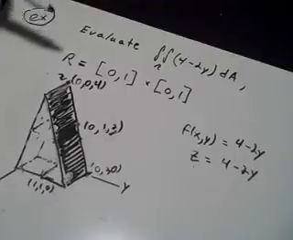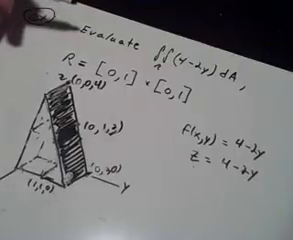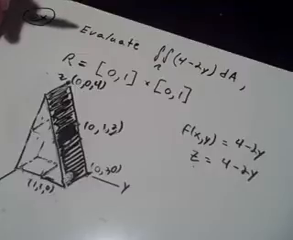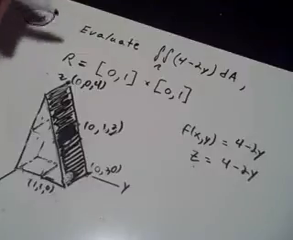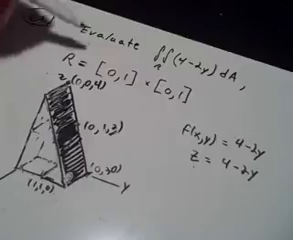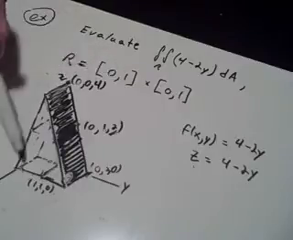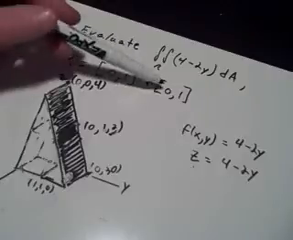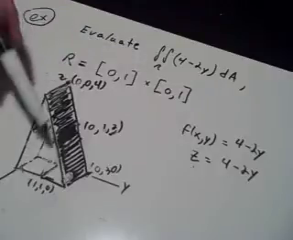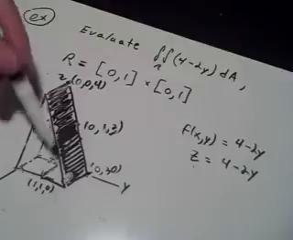Okay, in this video I'm going to show you how to evaluate the double integral over R of 4 minus 2y dA. Where R is the region, it's a square region in the xy plane defined by the interval from 0 to 1 on the x-axis and the interval from 0 to 1 on the y-axis. So it's this square region right here.